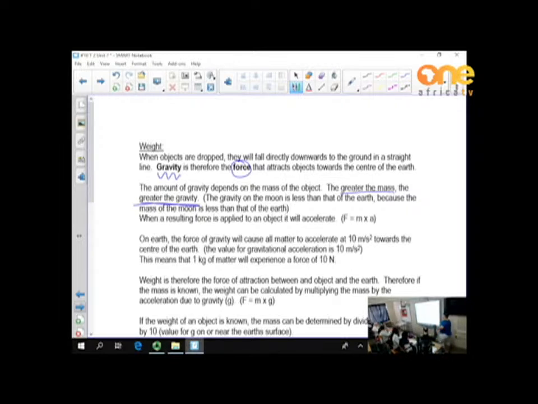People, the greater the mass, the greater the gravity. When there is a resulting force, that object will accelerate. So, if I jump out of an aeroplane and I don't have a parachute and there is no air friction, is there a resulting force? There is a resulting force. I am going to fall faster and faster and faster.